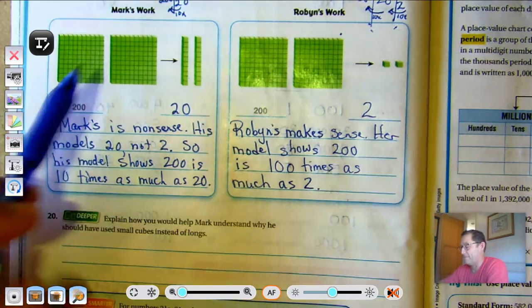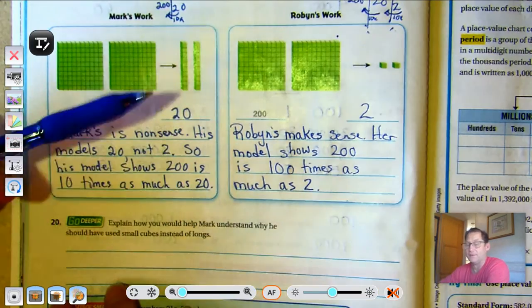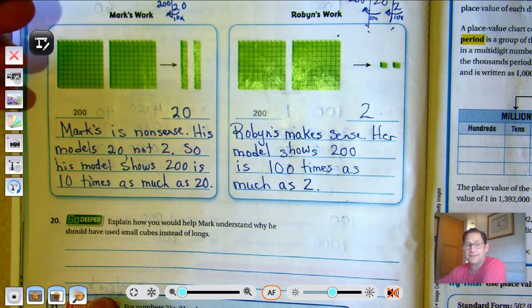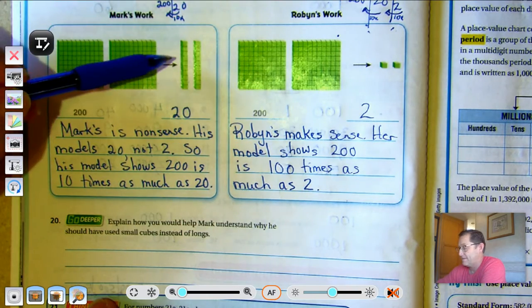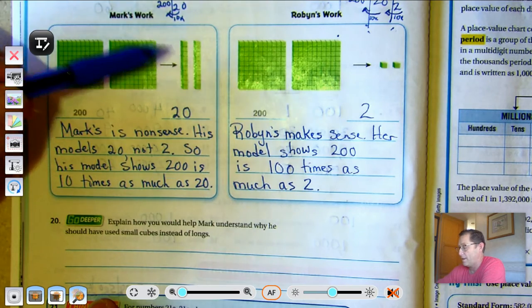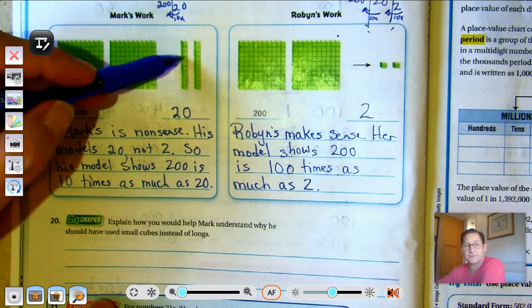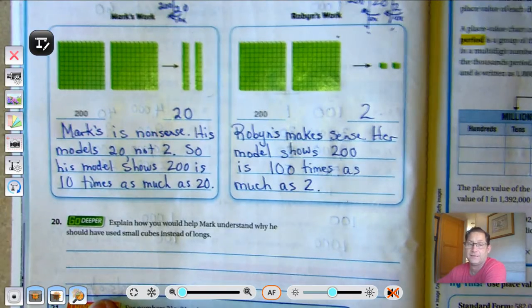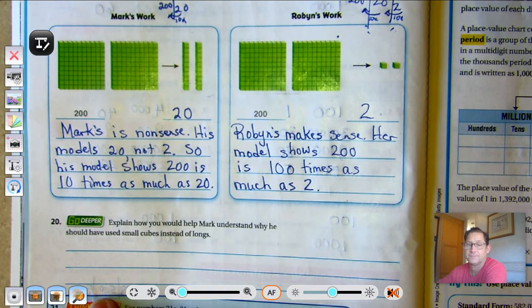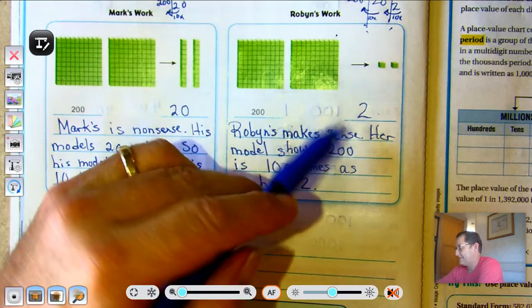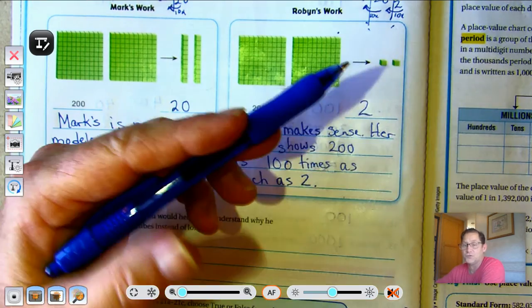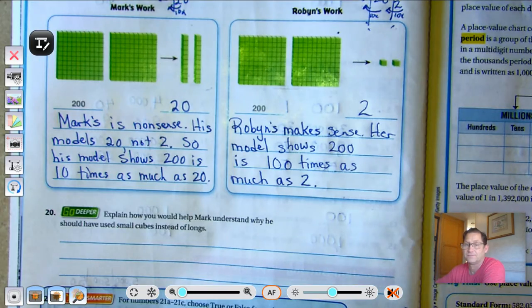Okay, so again, remember, these are the models that they're putting out. Mark put out 2 sets of 10, and he's saying that that shows that 100 times the 2 is 200. It's not. He's only showing 10 times, because 20 times 10 is 200. And in this case, it would take 100 twos to equal 200.